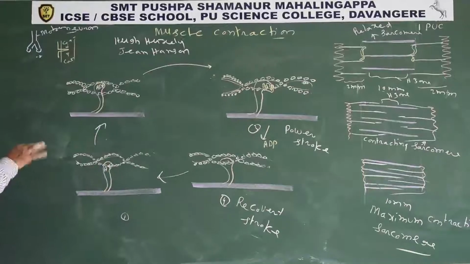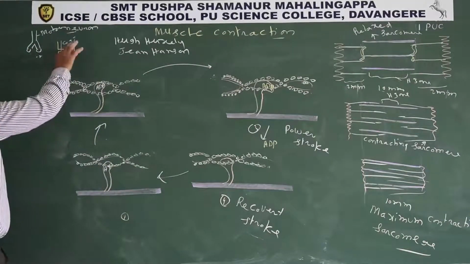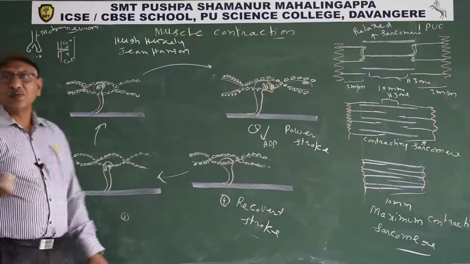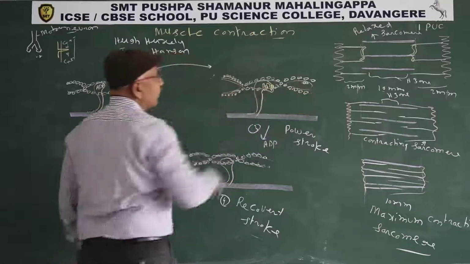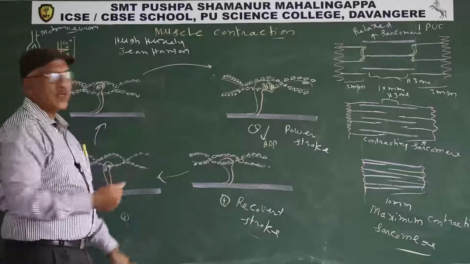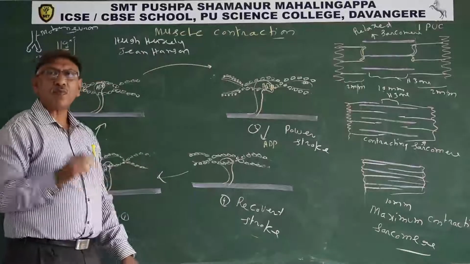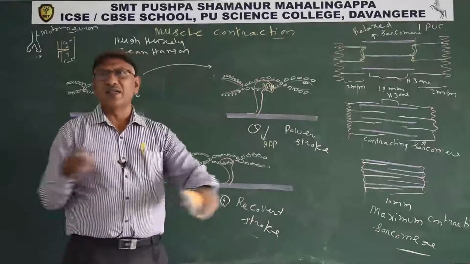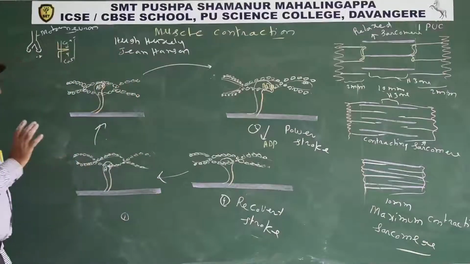After some time, the central nervous system stops sending the message. Now the cisternae absorb calcium ions from the sarcoplasm. In the absence of calcium ions, the troponin tropomyosin complex covers the active site. Already attached myosin heads separate. New myosin heads are unable to attach. Now the I band and H zone regain their original length. It is known as muscle relaxation.